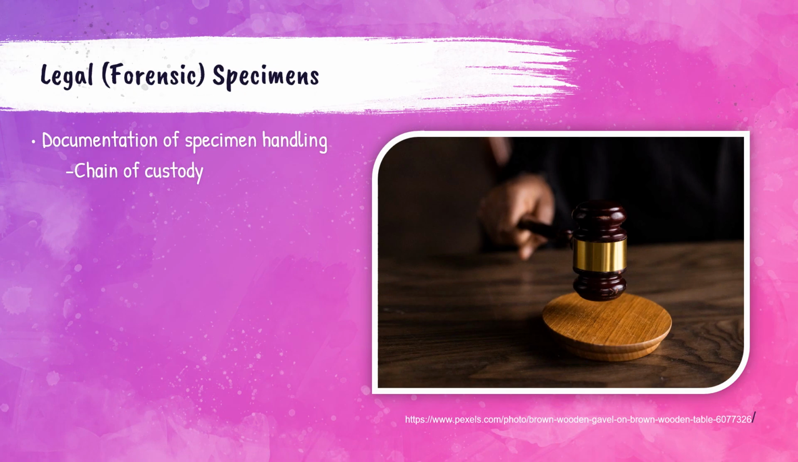There are specimens whose tests may be used in legal proceedings. So these specimens must have a documented chain of custody form. And a chain of custody form tells who collected and handled the sample, as well as what procedures or testing occurred. So phlebotomists must follow their employer's policy on the handling of chain of custody samples.